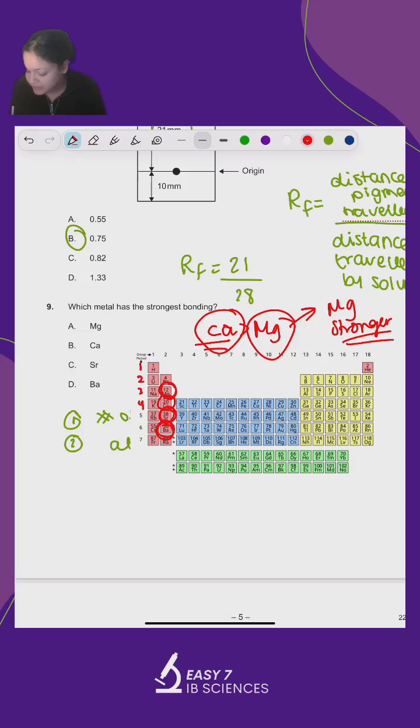And the thing here, we said we also must consider the number of valence electrons, right? But the number of valence electrons, all of these is going to be 2. All of these form 2+, right? All of them form 2+. The only difference is the atomic radius.